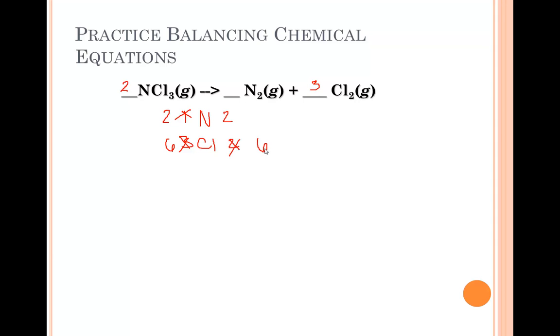Notice I didn't put any number here. There's an invisible 1. You don't actually have to write the 1, but know that there's a 1 there, saying that there's 2 nitrogen trichlorides to form, or breaking down to form 1 nitrogen gas and 3 chlorine molecule gas molecules.